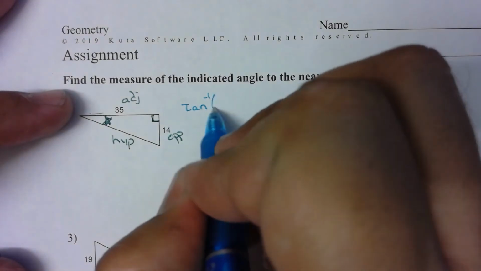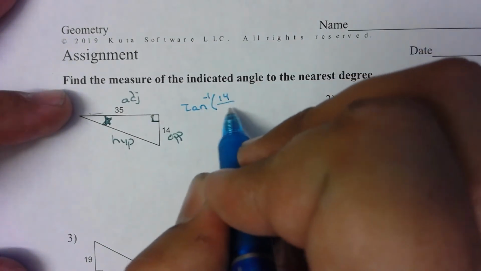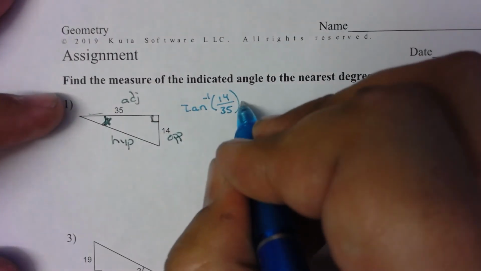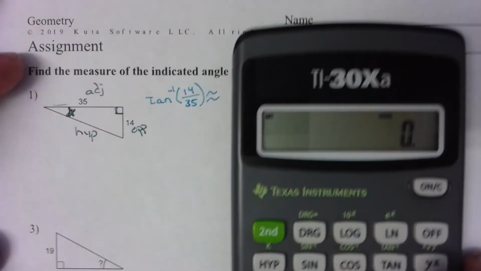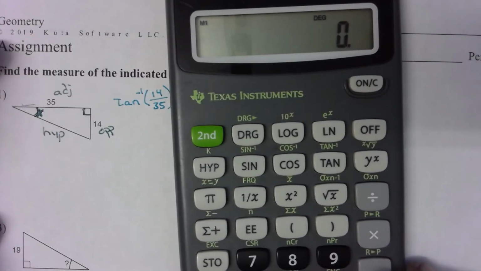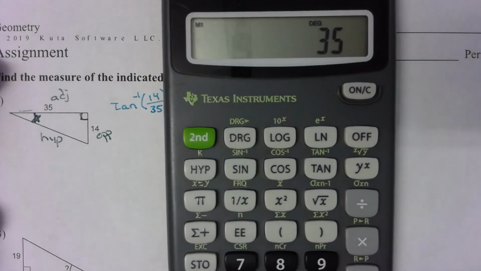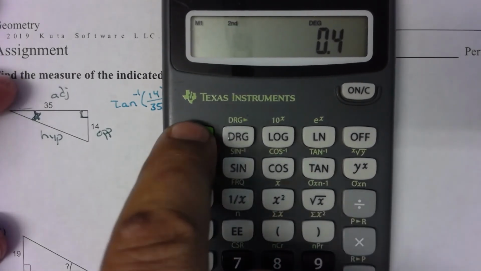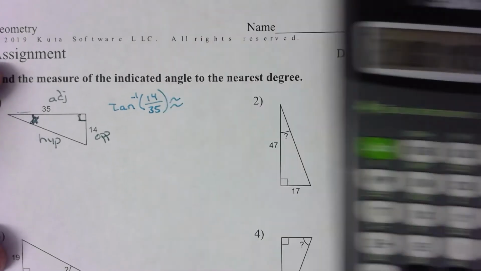The fraction stays the same. Opposite 14, adjacent 35. And now you're just typing that in the calculator. You have the fraction first. 14 divided by 35 equals. Then hit second tangent, and there's your answer, 21.8.